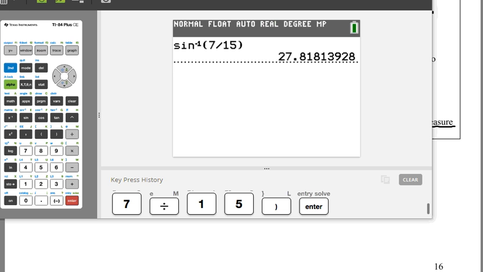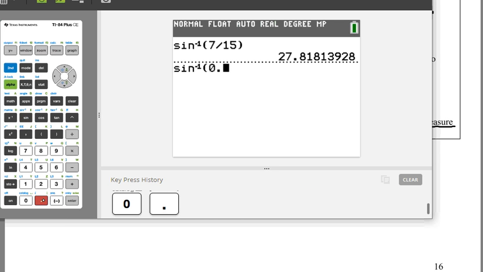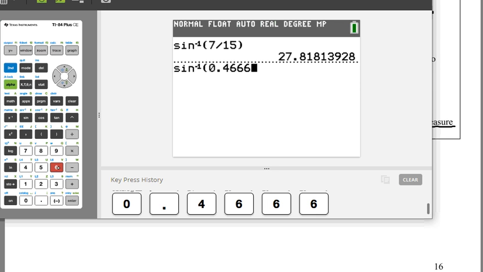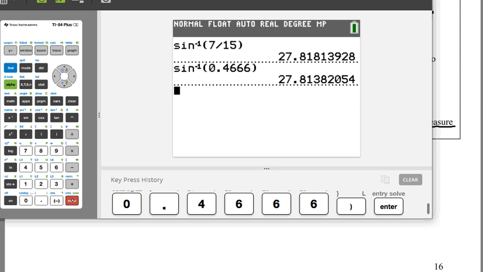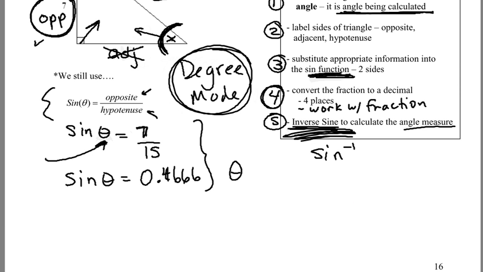So there's our 27.8, 28 degree angle. The other possibility is second sine of the decimal equivalent that we had. The decimal was 0.4666. Close your bracket. There's our 27.8 or 28 degree angle. Theta is 28 degrees in this situation, using a very similar process to yesterday.